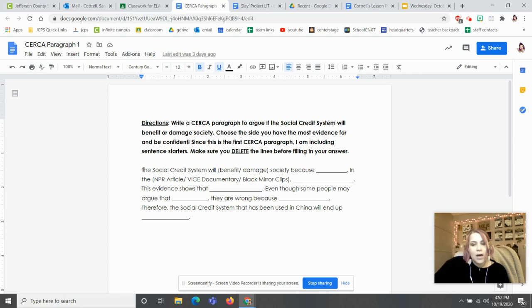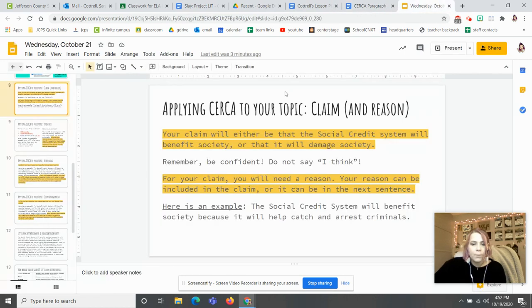So I'm going to tell you how to do this. It's really important that you do this correctly. You need to make sure you delete the lines before filling in your answer. So your claim is going to argue either that the social credit system benefits or damages society. So let's go ahead and look at my example.